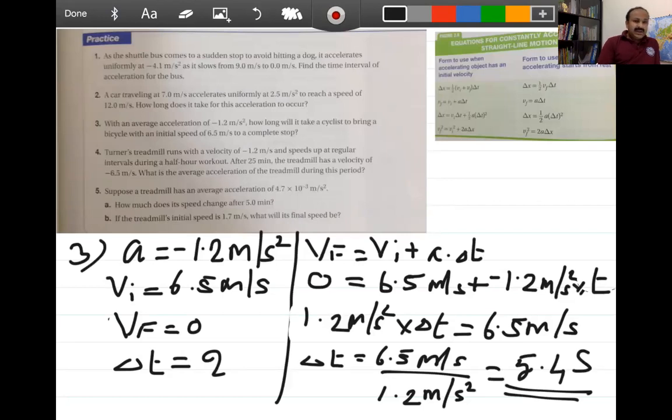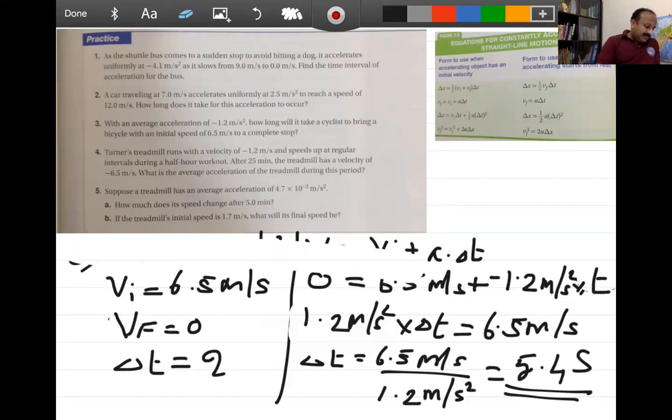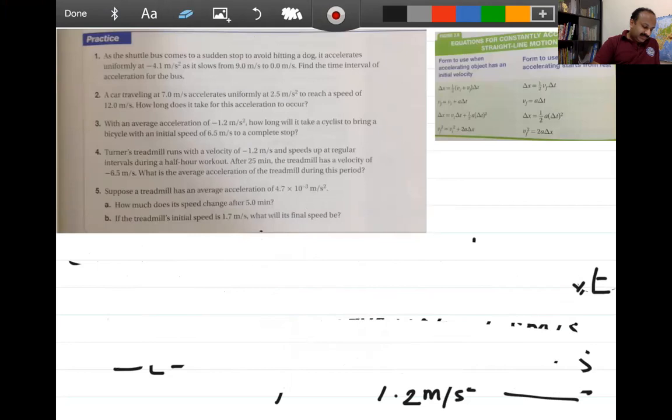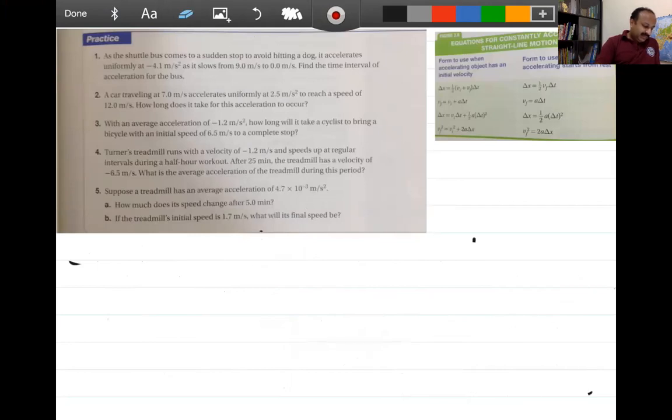And the next question is question number 4. Tuner's treadmill runs with an average velocity. So I'm going to erase this one. Okay. Tuner's treadmill runs with a velocity of minus 1.2 meter per second and speeds up at regular intervals during a half-hour workout. After 25 minutes, treadmill has a velocity of minus 6.5 meter per second. What is the average acceleration of the treadmill during this period?